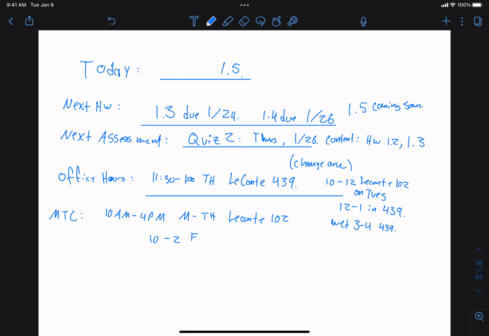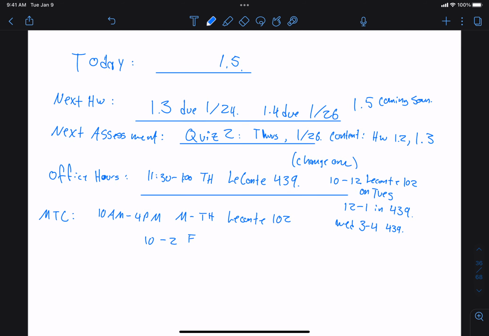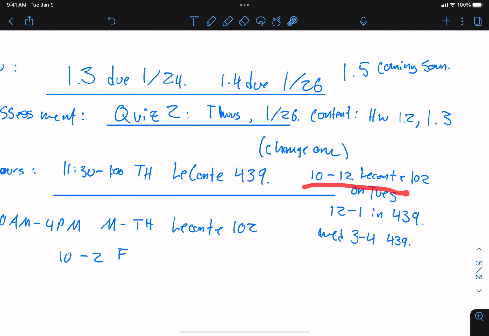Regarding my office hours, I'm going to be in the math tutoring center from 10 to 12 on Tuesdays. And I will be in my office, 439 in LeConte, on Wednesday from 3 to 4. And then I will be in my office on Thursdays from 11:30 to 1. Sometimes I'll go into the room next door if I have too many students. Okay, so those are the office hours.